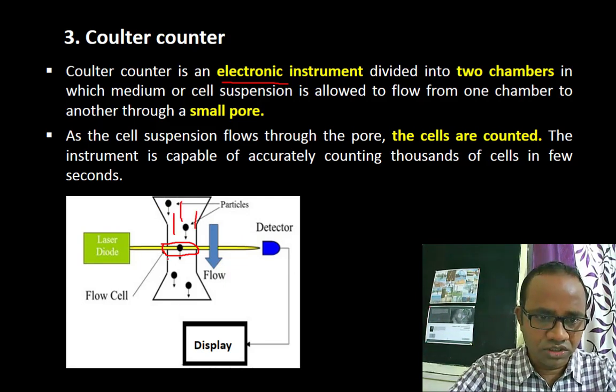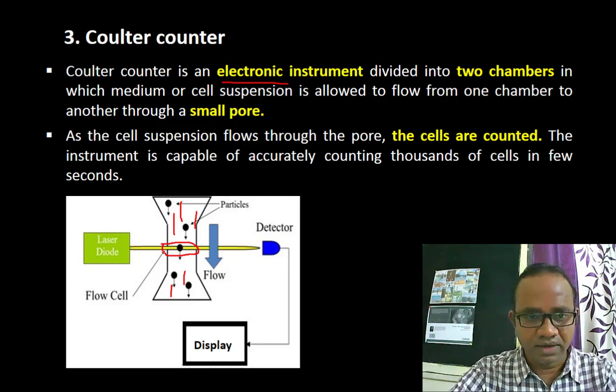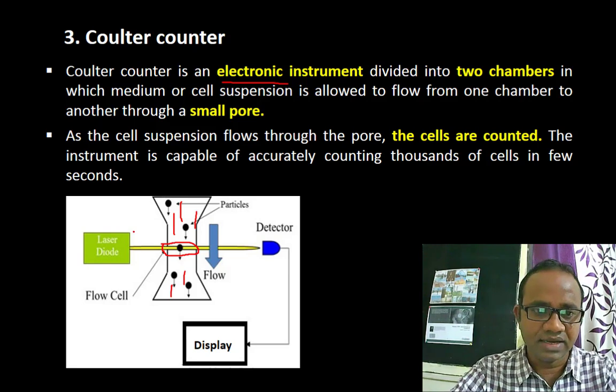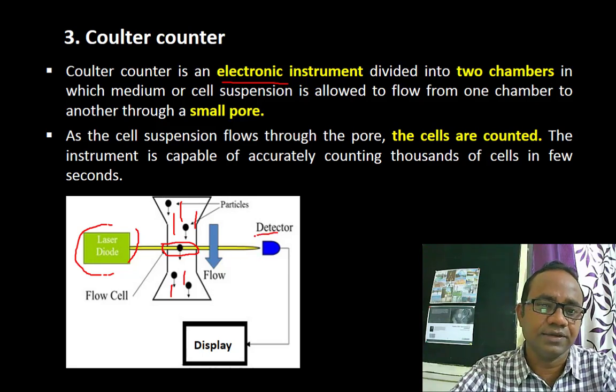They flow through these pores and come down into this particular area. So there is a flow of the bacterial cells from top to bottom. One extra arrangement has also been made: a laser light. This laser light is passed through the instrument and is detected by the detector here.